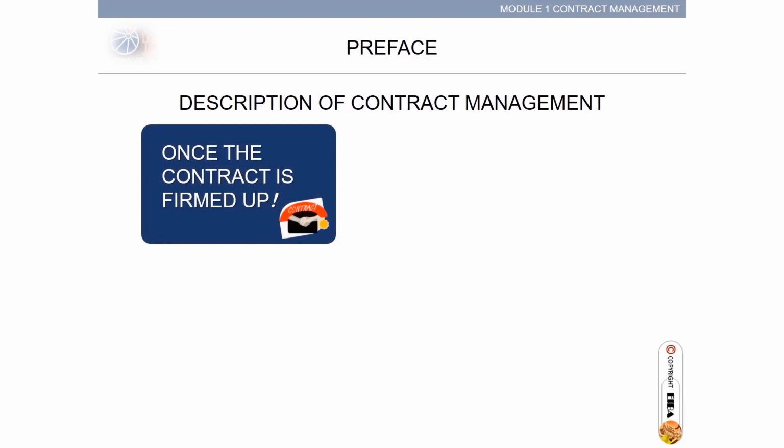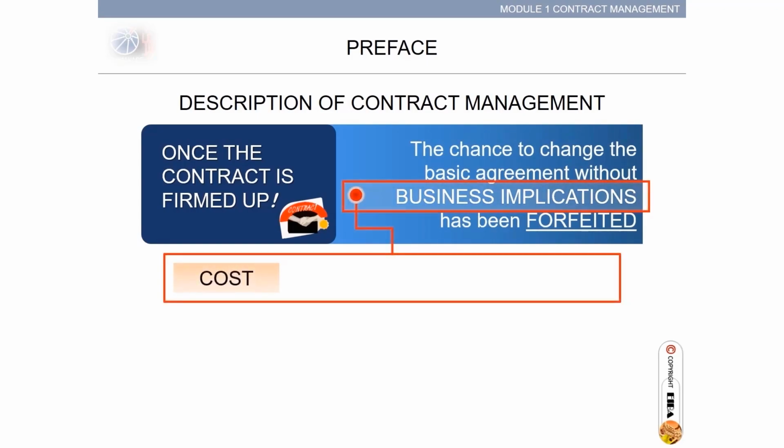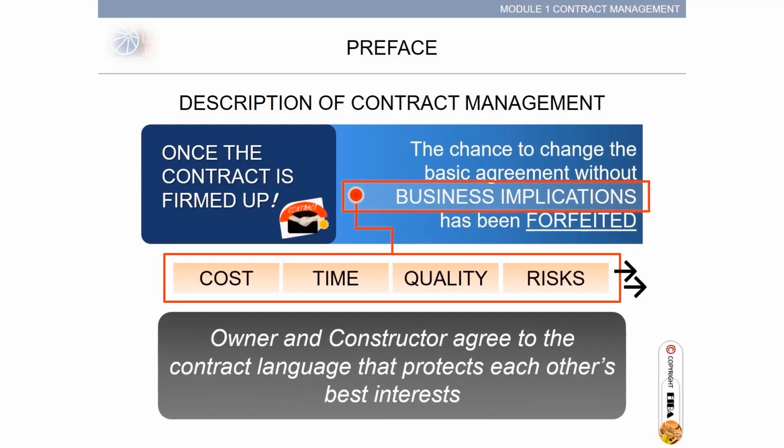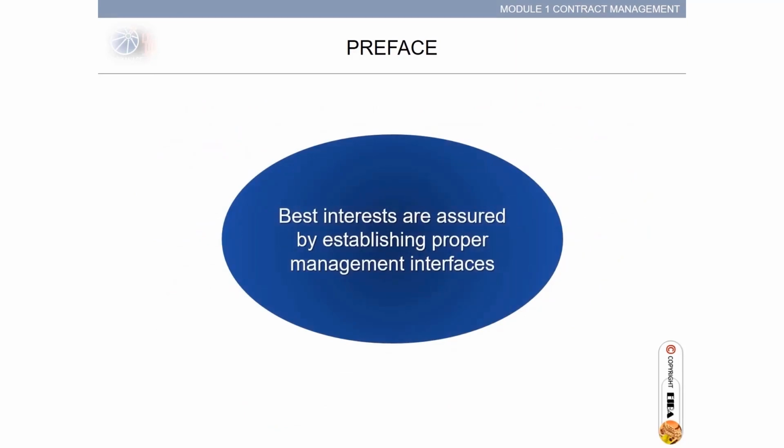Once the contract is firmed up, the chance to change the basic agreement without business implications has been forfeited. These business implications are cost, time, quality, risk, others. Owner and constructor agree to the contract language that protects each other's best interests. I'm stressing best interests. Best interests are assured by establishing proper management interfaces.